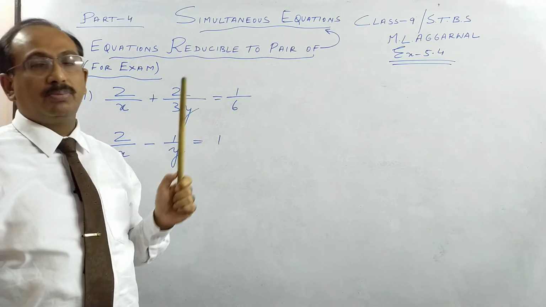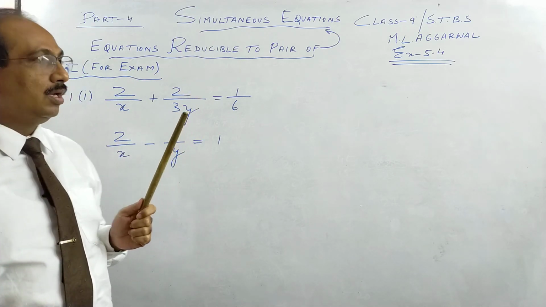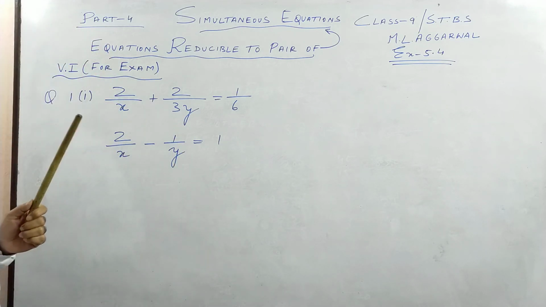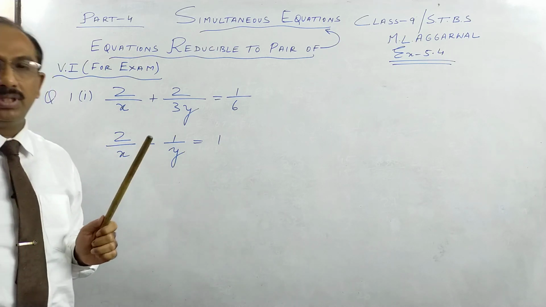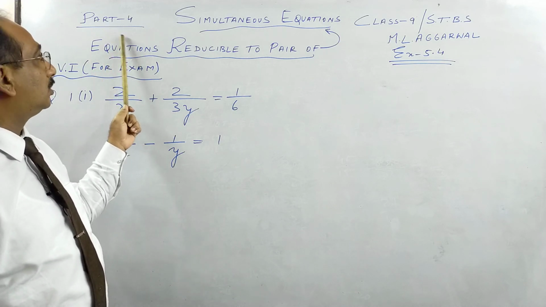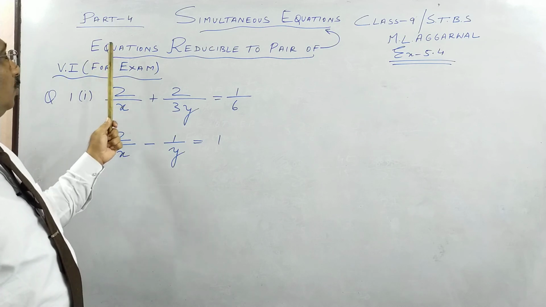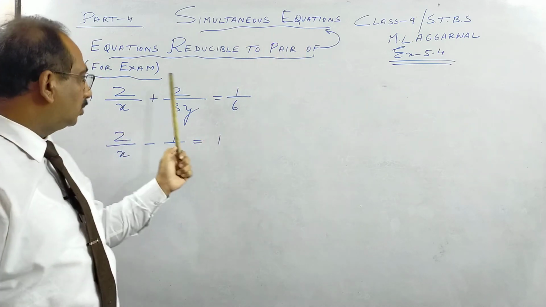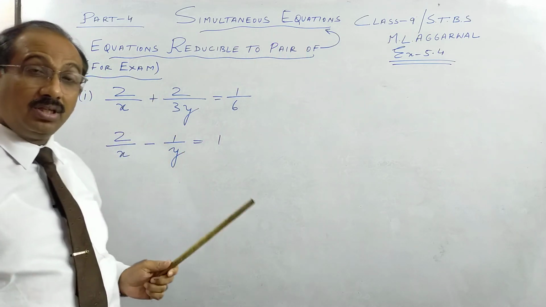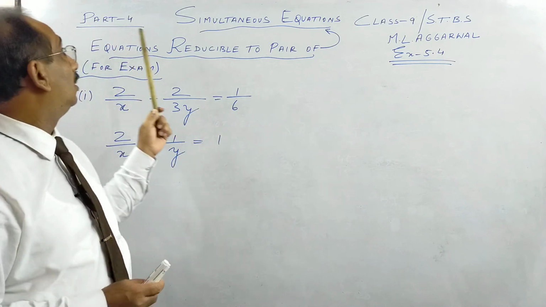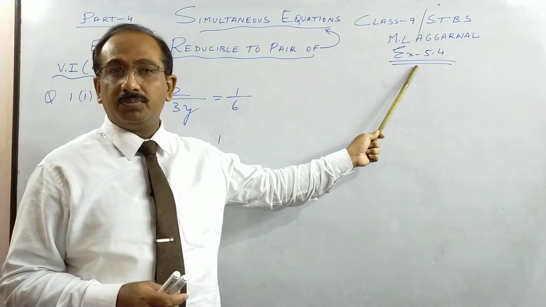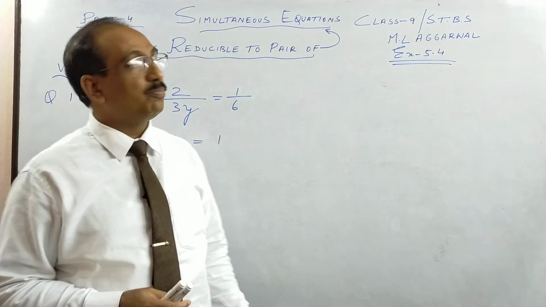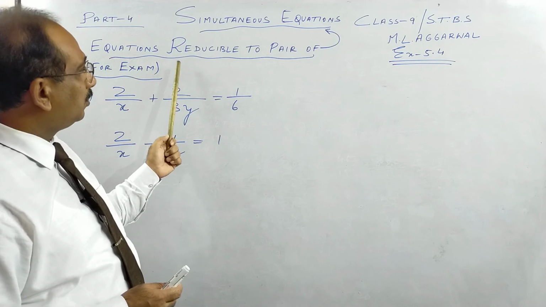The first part I taught you was the substitution method, the second was elimination, the third was cross multiplication, and this is the fourth, where we do equations reducible to a pair of simultaneous equations. These are not direct simultaneous equations as we have seen in 5.1 substitution, 5.2 elimination, and 5.3 cross multiplication. Here we have to reduce them.